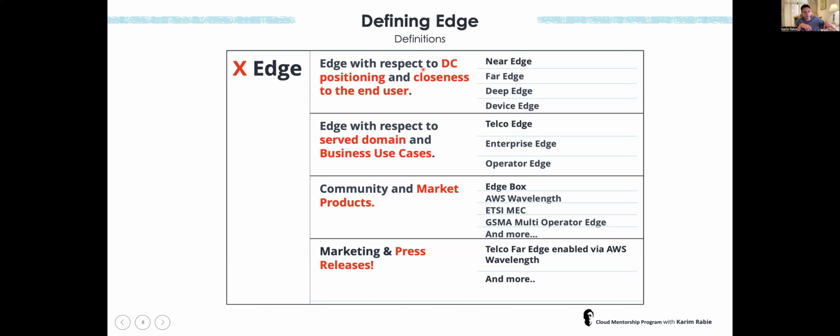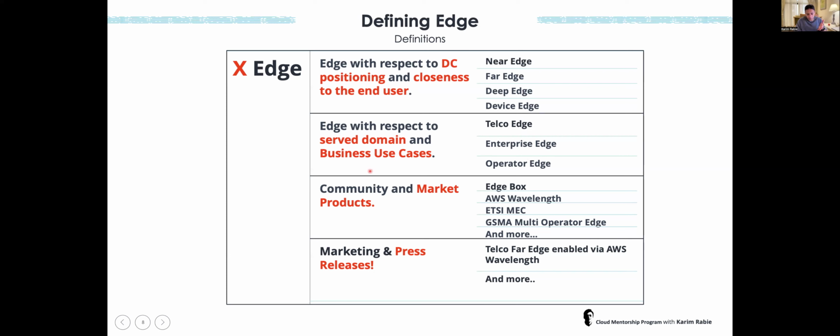user. So for example, when you say deep edge, then you have reached the hop of the end user. Maybe when you say device edge, that's the user device. So that's a kind of terminology that we use when we describe the edge or that is used in the community.